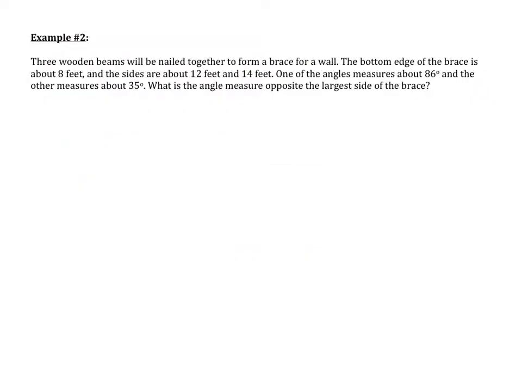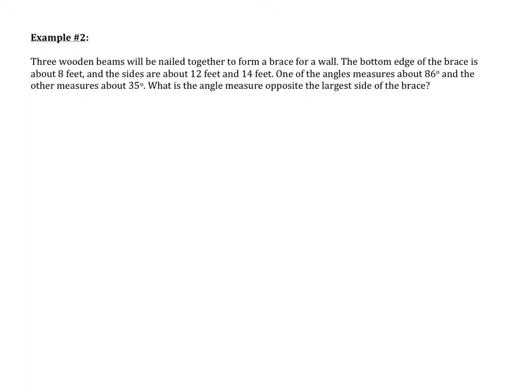And here is example number 2. 3 wooden beams will be nailed together to form a brace for a wall. The bottom edge of the brace is about 8 feet, and the sides are about 12 feet and 14 feet. One of the angles measures about 86 degrees, and the other measures about 35 degrees. What is the angle measure opposite the largest side of the brace?